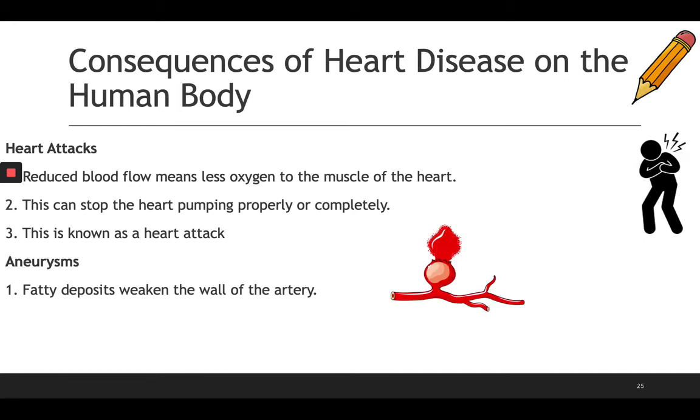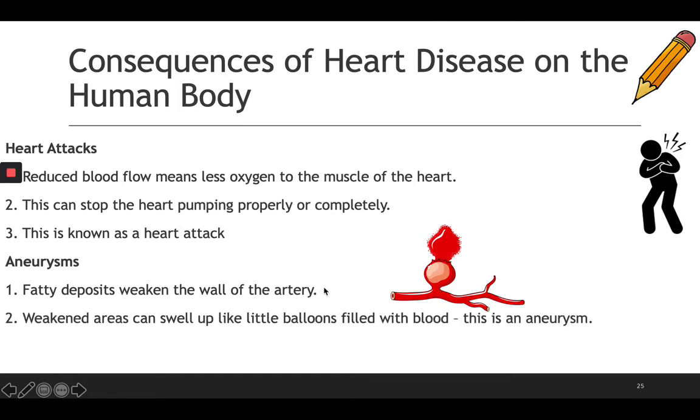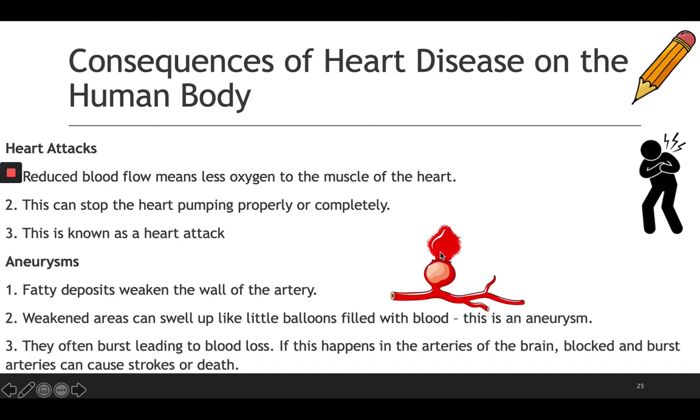An aneurysm is slightly different. So we've got those fatty deposits building up, building up, building up. Weakened areas start to swell up like little balloons. So you get a little balloon here filling up, a little balloon full of blood, and eventually that can pop. So they burst, that can cause blood loss, and if this happens in the arteries that feed the brain, blocked and burst arteries can cause strokes or death.